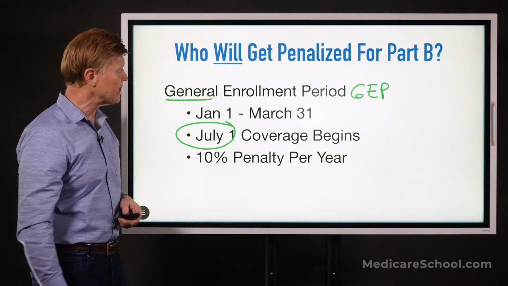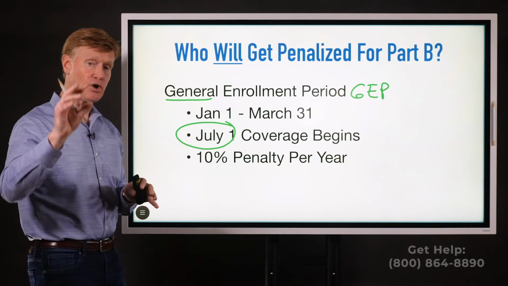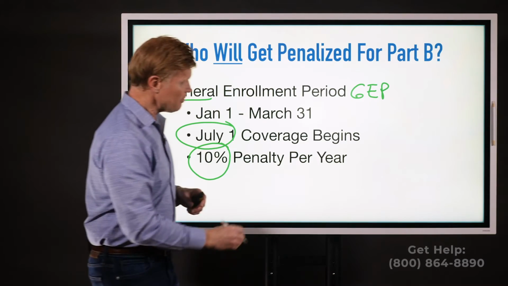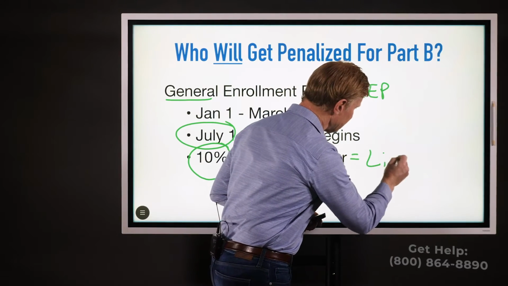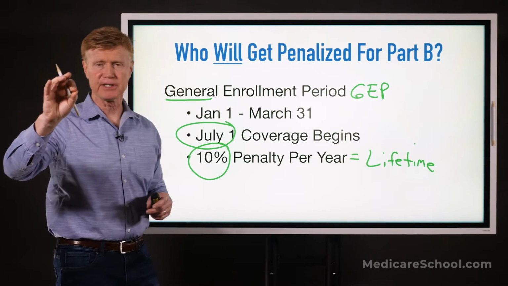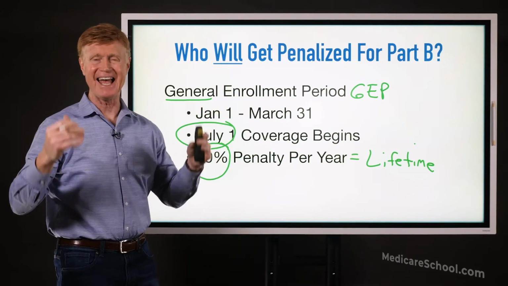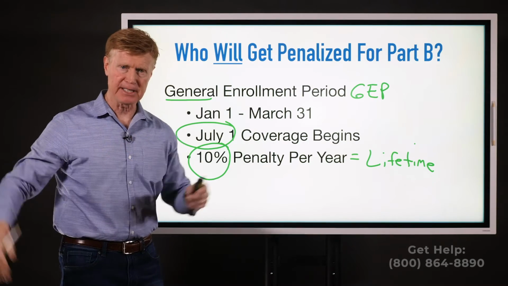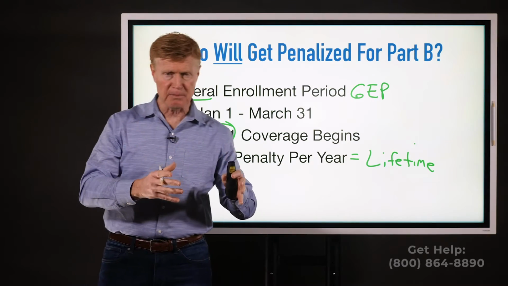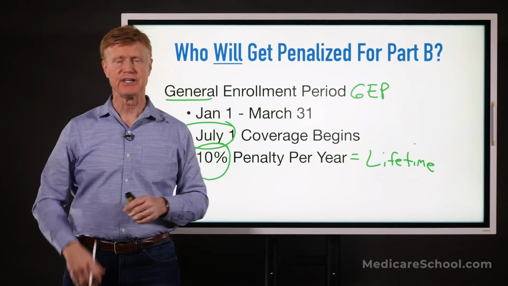But here's the worst problem, and that was now there's going to be a penalty. So for every 12 months I go without Medicare Part B when I should have had it, now I'm going to pay a 10% penalty every single year. And the problem with that penalty is it is a lifetime penalty. So if I go without Part B for 1 year, I pay a 10% penalty added to my Part B premiums for the rest of my life. I go without 2 years, it's a 20% penalty added to my Part B premiums for the rest of my life. And so we want to enroll into Medicare at the right time. The initial enrollment period, special enrollment period, no penalties. We use the general enrollment period, we will have to pay penalties for the rest of our life.